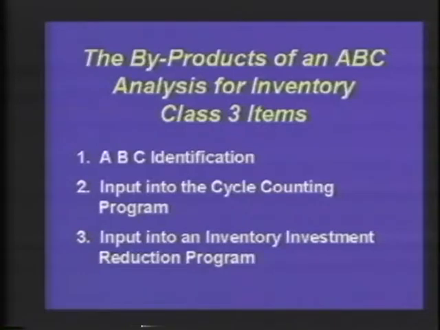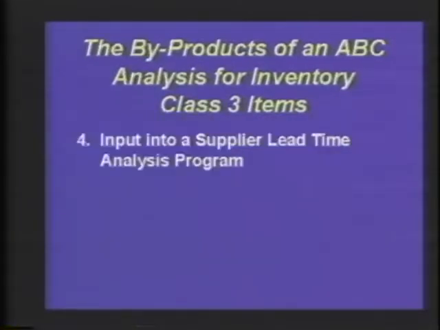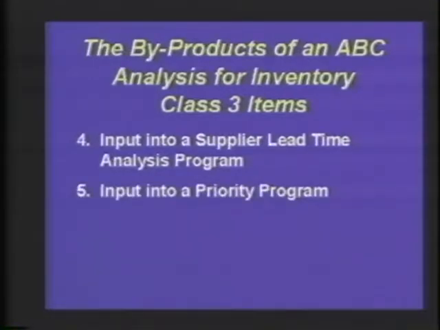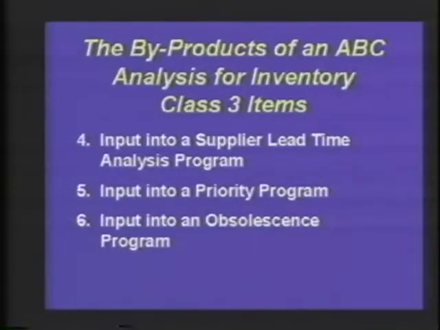Fourth, it's the input into a supplier lead time analysis. In other words, critical A's, B's, and C items should be reviewed maybe every other week, but no less than once a month with vendors. Item number 5 is the input into a priority program that I have previously defined. And then 6, it's the input into an obsolescence program.